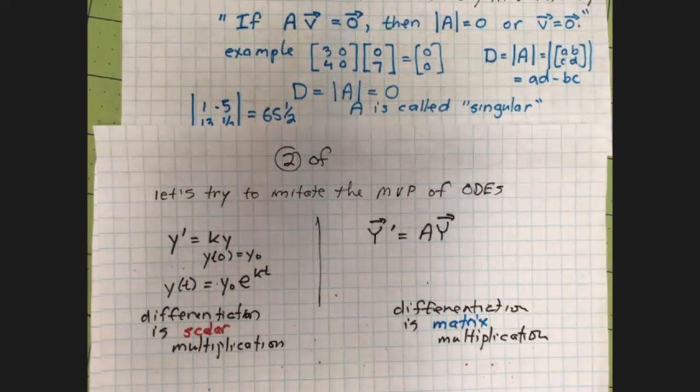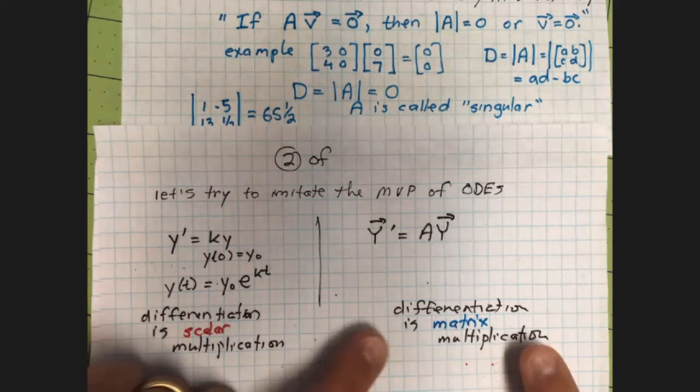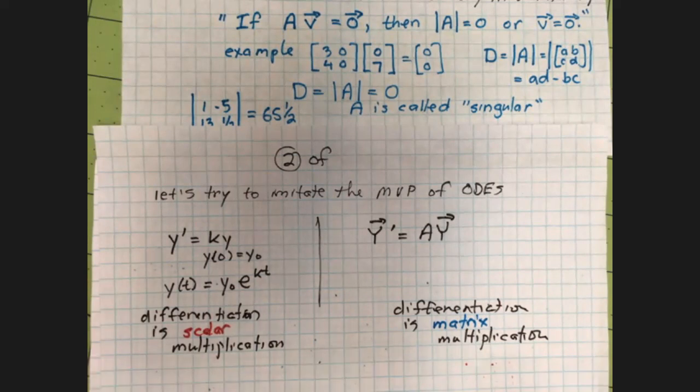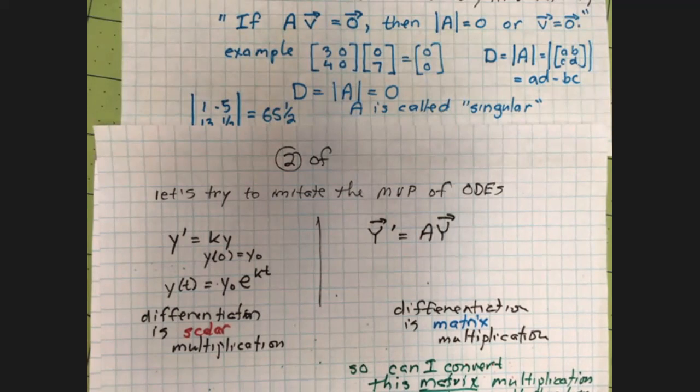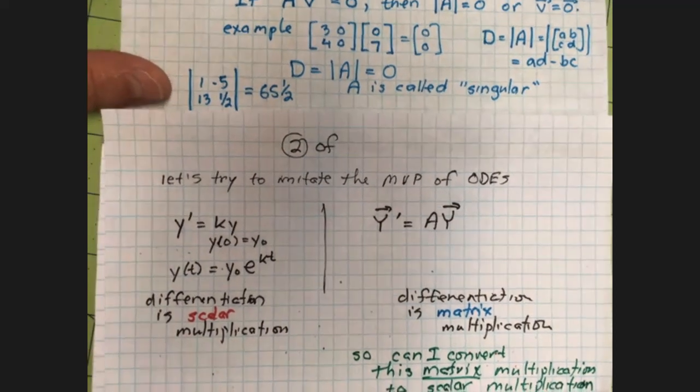So then I ask myself a question. If I'm trying to imitate this, can I convert from using matrix multiplication to scalar multiplication? So, can I convert this matrix multiplication to scalar multiplication? Writing and speaking at the same time is not very efficient. Working on a whiteboard is a little more efficient, but I'm going to stick to the paper here because the things I'm telling you today are this important, that you want to see them written down.